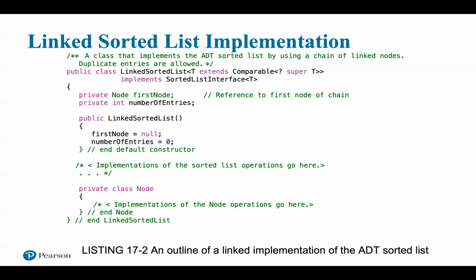So we have an outline of the class. An implementation that uses a chain of linked nodes to store the entries in a sorted list has several details in common with the linked implementation of the ADT list that you studied in chapter 12. In particular, it has the same data field, similar constructors, the same implementation for several of its methods, and the same definition of the inner class Node. Thus, we outline in Listing 17.2, shown on the slide, a class definition that implements the ADT sorted list.